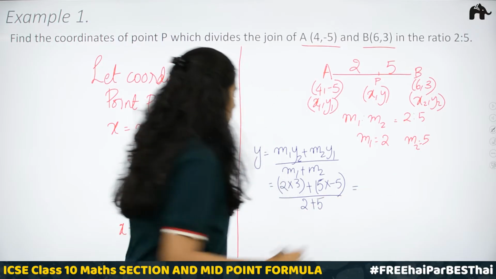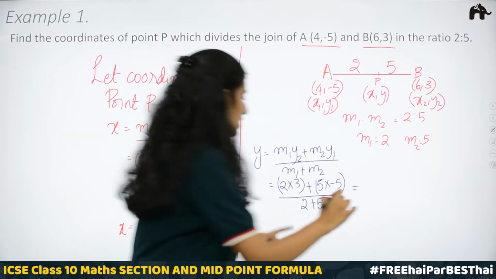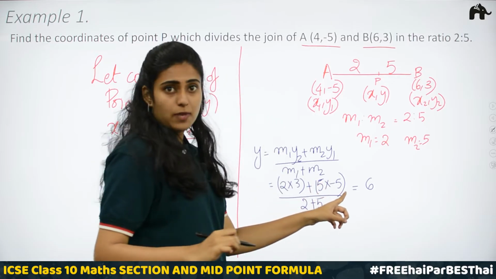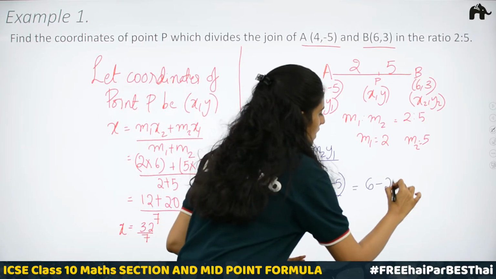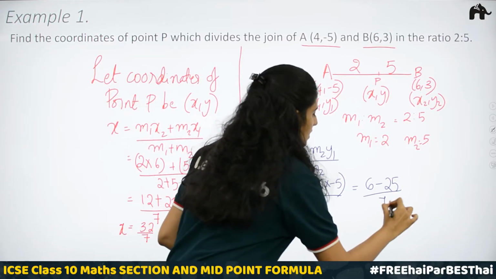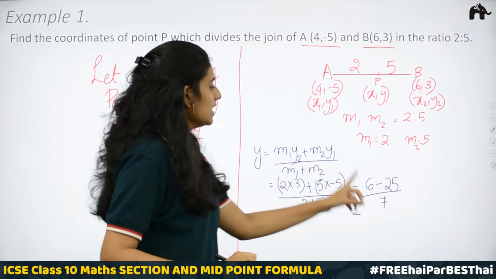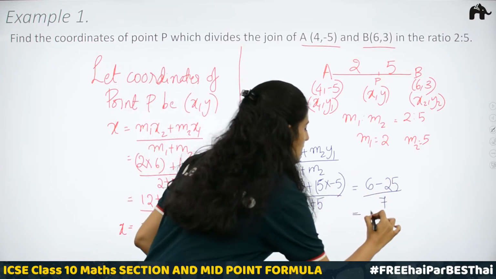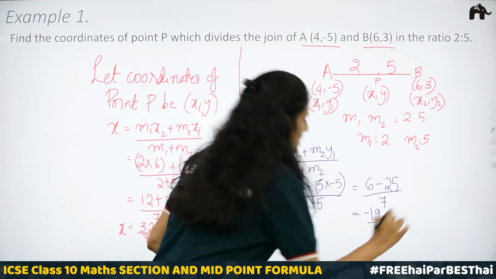That is equal to 2 into 3, 6, plus 5 into minus 5, minus 25. Minus 25 divided by 2 plus 5, 7. Which is equal to 6 minus 25 is minus 19 divided by 7.